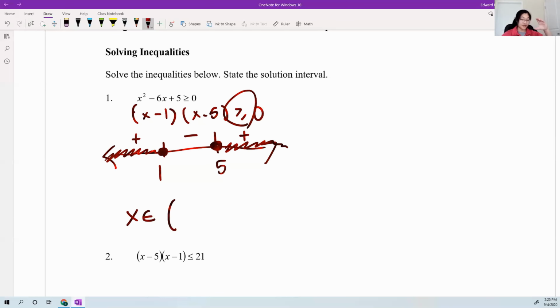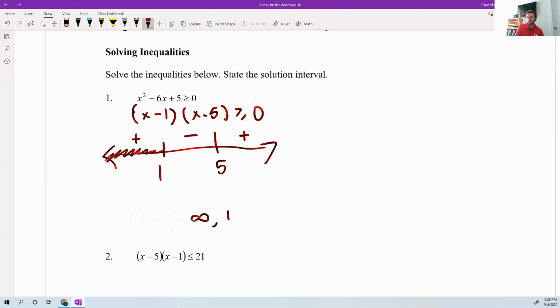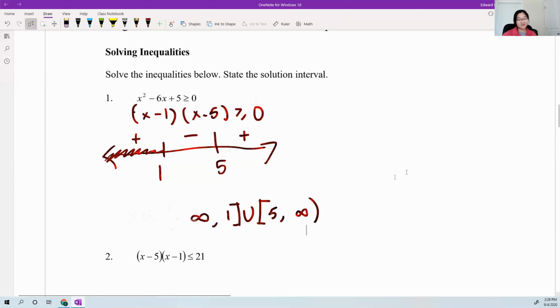Negative infinity, parenthesis, comma, 1 bracket. I'm going to try to do infinity the normal way. Wow, that wasn't that bad. Negative infinity to 1, bracket, we included 1. Union, bracket 5, comma, infinity, parenthesis. I'd rather just draw 2 circles, to be honest. That was great. There's an answer. Wonderful. Keep trying, Mr. Kirk.